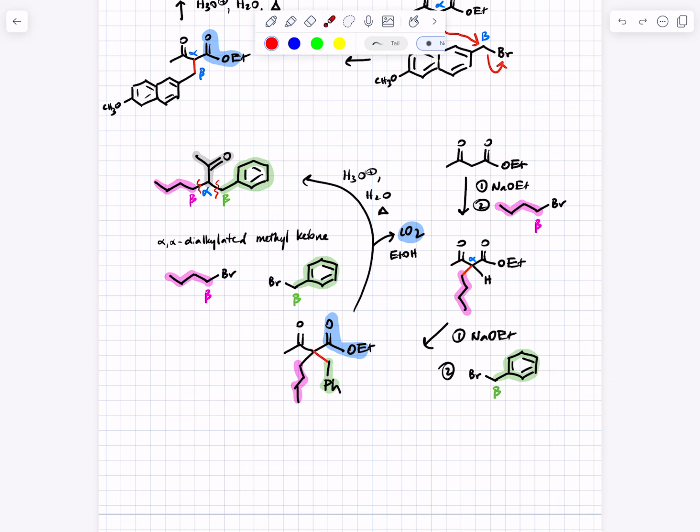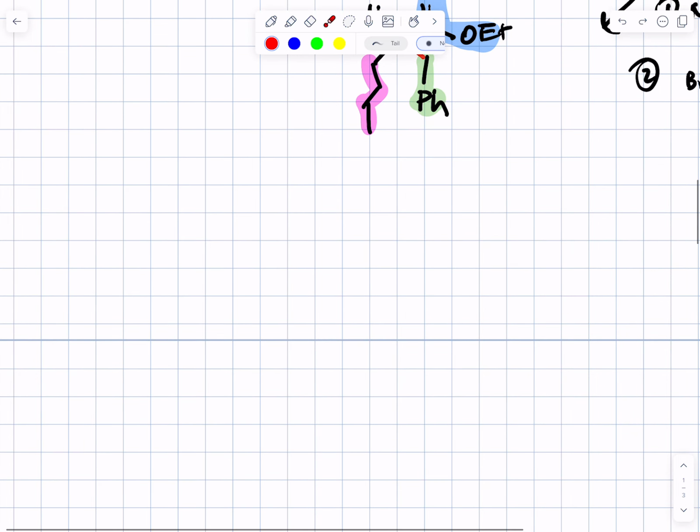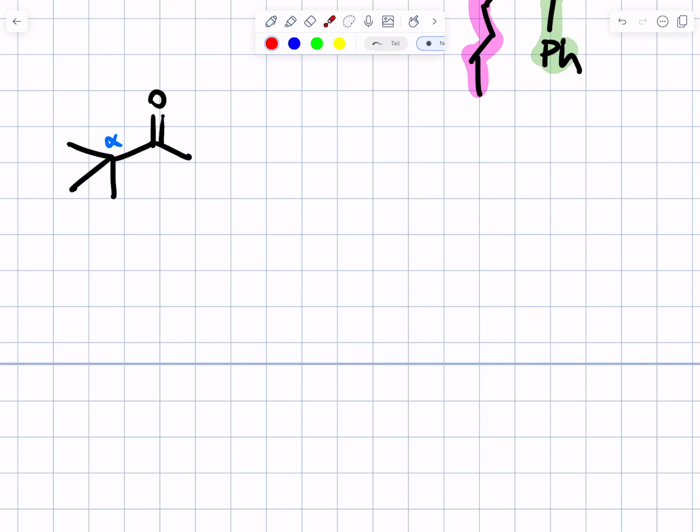One other point that we could make is that though you can make alpha-alpha dialkylated methyl ketones directly via this method, you can't directly make alpha-alpha-alpha trialkylated methyl ketones. At this point, we sound like we're starting to found a fraternity or a sorority. This is an alpha carbon. It's got 3 alkyl groups on it. You can't make that directly from the acetoacetic ester synthesis. And I'll show you why. It's not as complicated as you think.